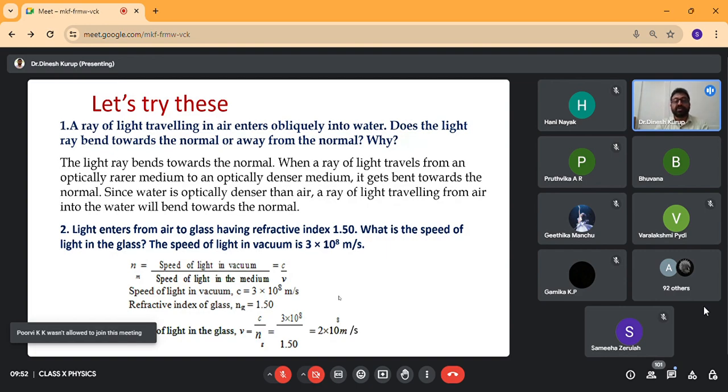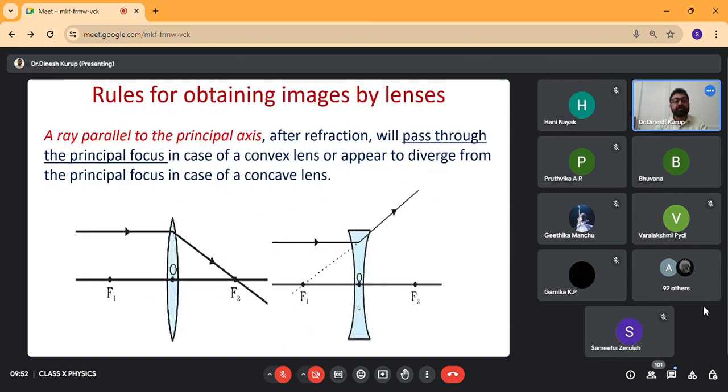So this is speed of light in vacuum by speed of light in medium. Okay, so you can calculate quickly and you can tell that speed of light in glass is 2 into 10 power 8 meter per second. Very good, well done. Now, rules for obtaining images by lenses.